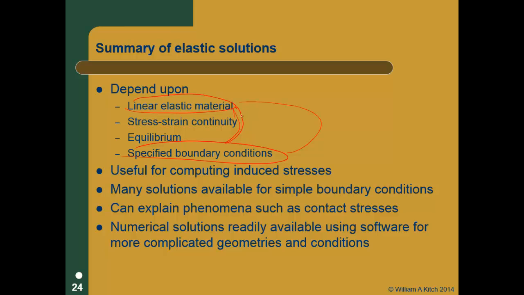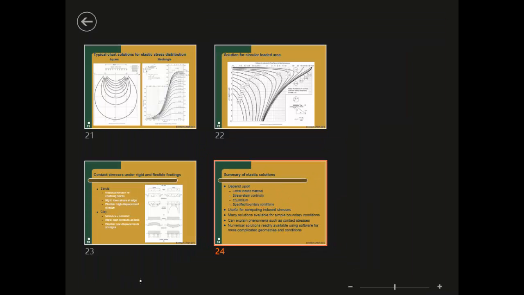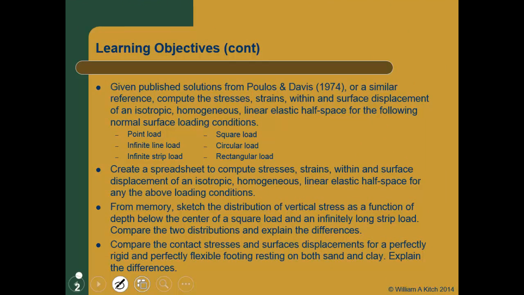So you don't have to do that derivation. If you go back and look at the learning outcomes, it doesn't say derive the Boussinesq stress distribution for a line load using Airy stress functions. The whole point of the exercise was just for you to understand where these solutions come from. So what do I expect you to do? Because this is important, and I don't want you to panic about that. I expect you, if given published solutions, to be able to compute stresses and strains for these kinds of loads.